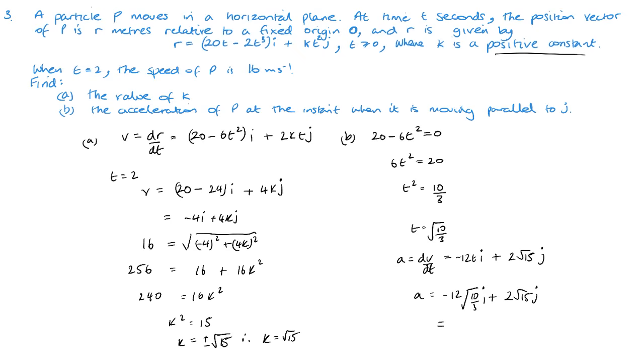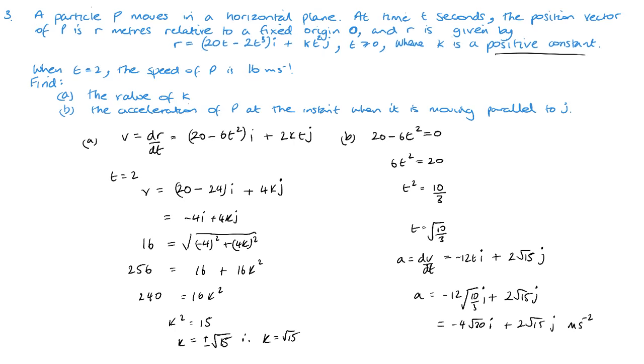And then just in your calculator to simplify it, so minus 4 root 30 i plus 2 root 15 j. Okay, and then that's it. If you want to find the magnitude, you can, but it doesn't ask for the magnitude, so I would probably stop there myself.